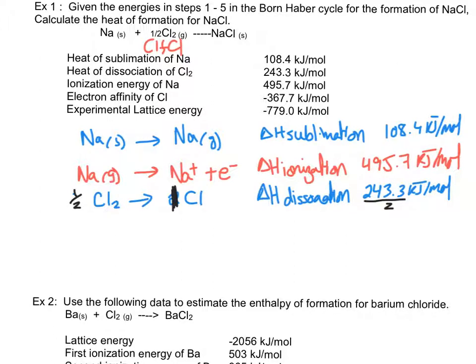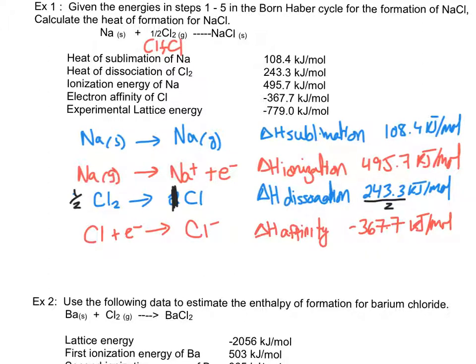Now that my chlorine is dissociated, I can now add an electron. Remember, the energy required to add an electron is called the electron affinity. So I take my chlorine and I add an electron to get Cl minus. And usually that is exothermic. When you gain an electron, the atom will release energy. It's called the heat of affinity, or electron affinity of chlorine. And it is indeed negative, negative 367.7 kilojoules per mole.